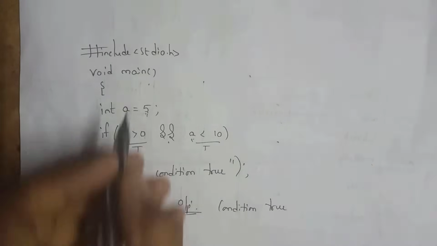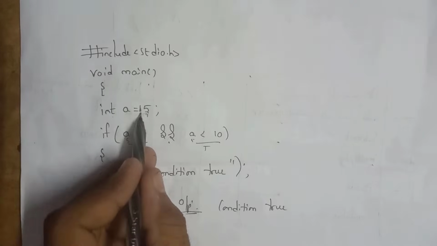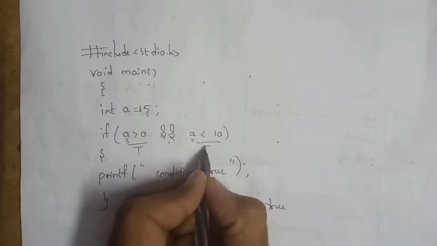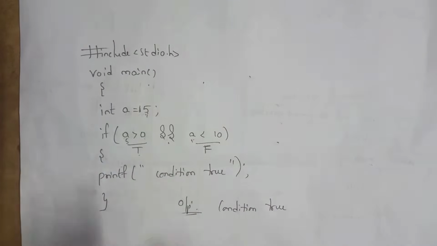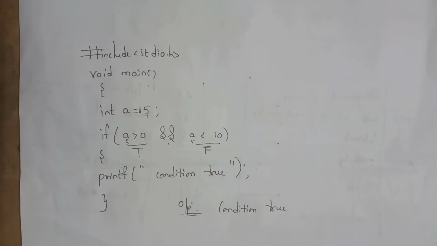For example, if I give the value as 15, this 15 is greater than 0. This condition is true, but this 15 is not less than 10. 15 is greater than 10. So this condition is false. If any single condition is false, then I will not get output. Here I will not get any output because a value is 15. 15 is not less than 10, 15 is greater than 10. So I will not get any output. This is the logical AND operator.